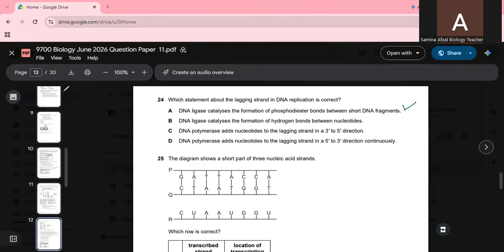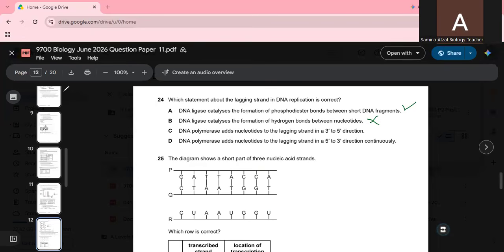The statement B is DNA ligase catalyzes the formation of hydrogen bonds between nucleotides. Hydrogen bonds form spontaneously between complementary base pairs. DNA ligase does not form hydrogen bonds, it forms phosphodiester bonds. So this is not correct.